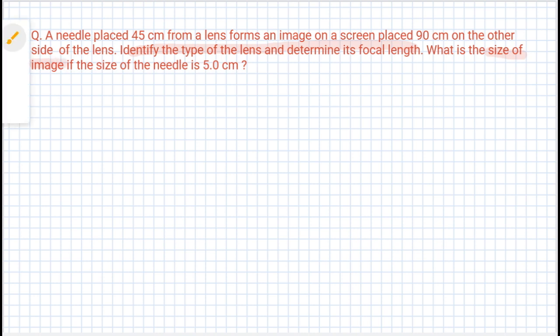Now let's look at the hint given in this question. A needle is placed 45 centimeter from a lens and forms an image on the screen placed at 90 centimeter on the other side of the lens. So here your needle acts as your object. This object is placed at a distance of 45 centimeter from the lens, in front of the lens.